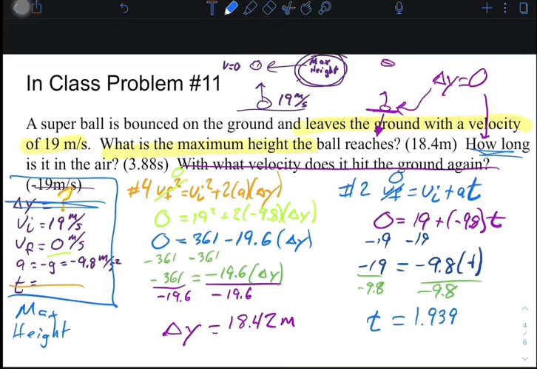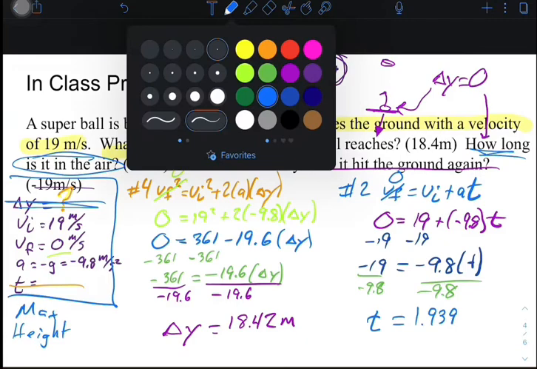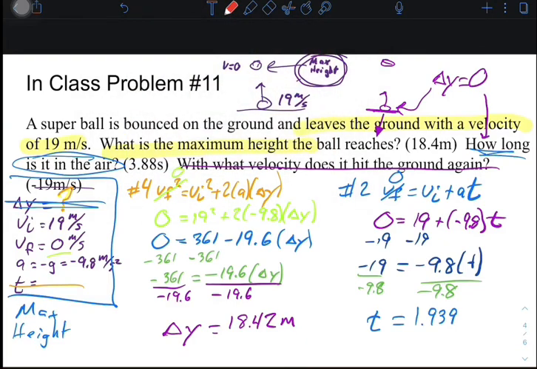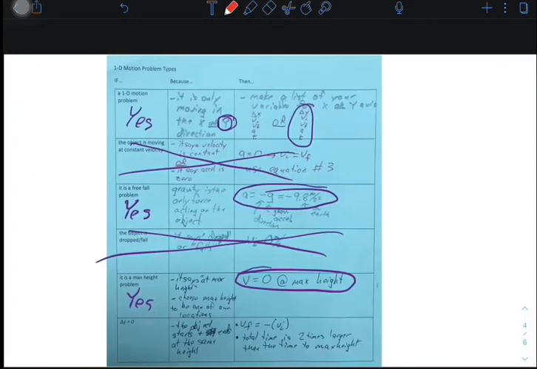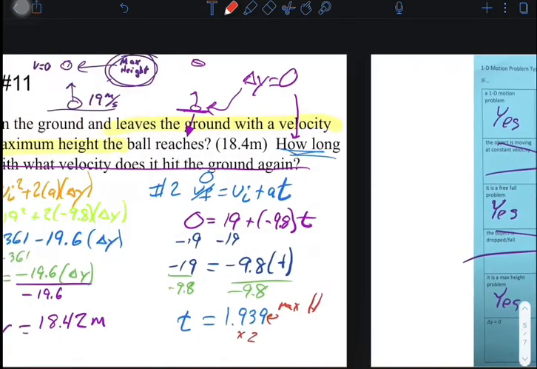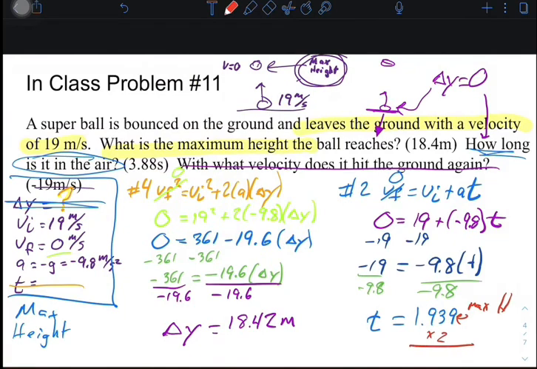Now remember, this column is for max height. However, this right here is total time. So because we're looking for total time, this is max height right here. All we have to do, because it's a delta y is equal to 0 problem, is multiply it by 2 and we get an answer of 3.88 seconds for our total time. Okay, that's our total time.